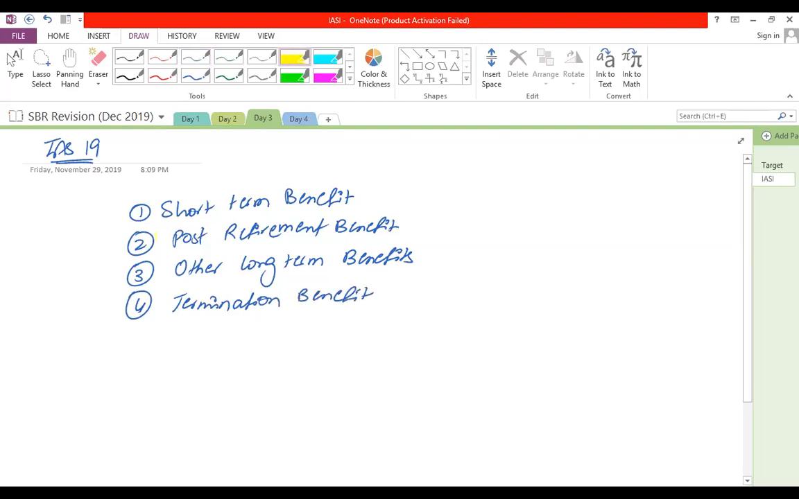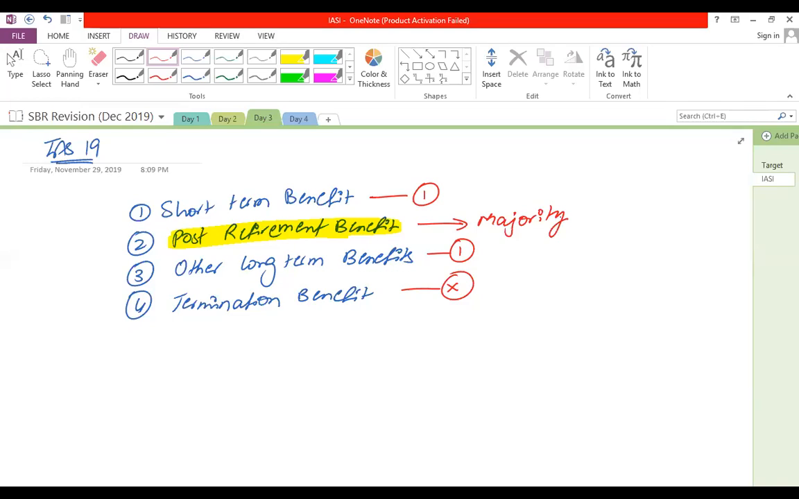These are the 4 areas that are mainly covered in the topic of IAS 19. But the most important of all these is the post-retirement benefit. This is the most favorite area of the examiner, because the remaining areas, short term has been asked once, other long term has been asked once, termination has not been asked yet, and the majority of the time the area being asked is the post-retirement benefit. So that is why the importance of this is comparatively higher than any other area.